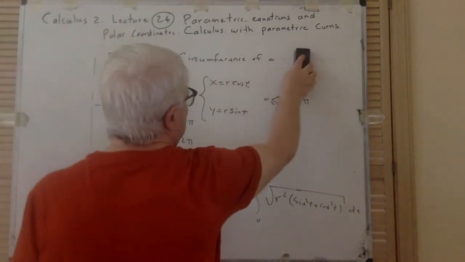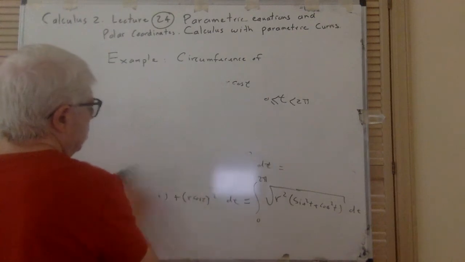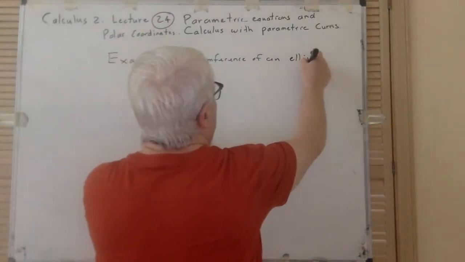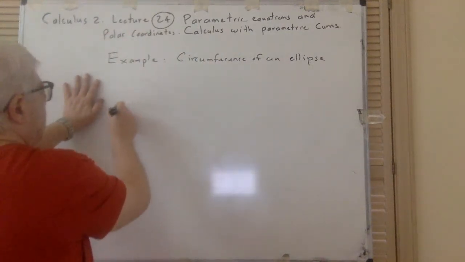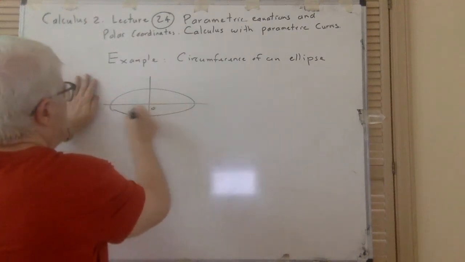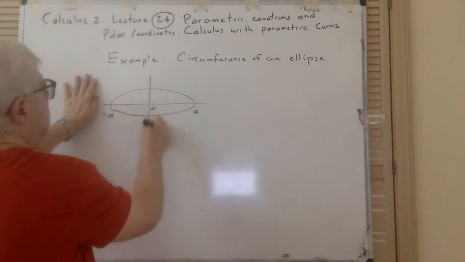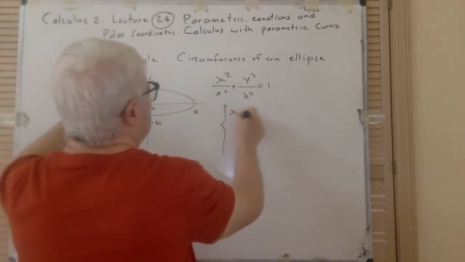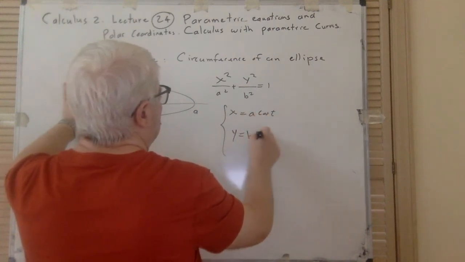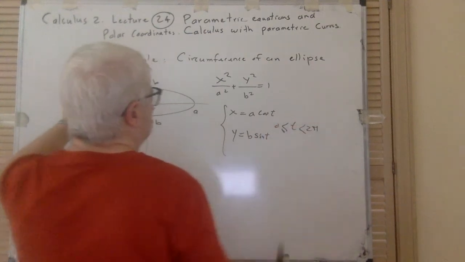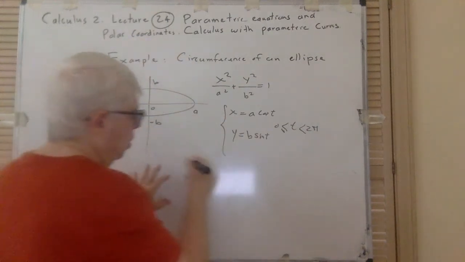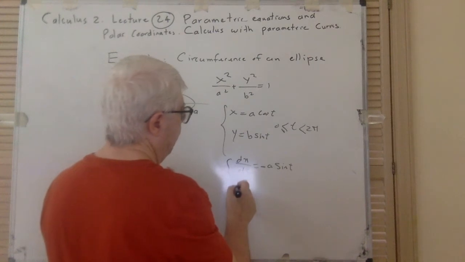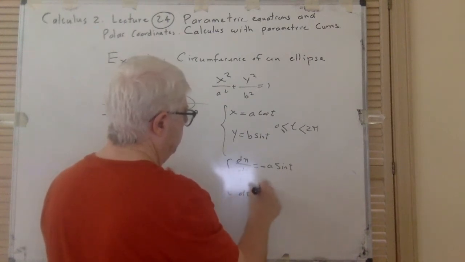So let me do the circumference of an ellipse, say. Let's say we have a nice ellipse in the xy plane, and this is point O, and we have minus b and b. This has equation x squared over a squared plus y squared over b squared is 1. Parametric equation, remember, x is a cosine t and y is b sine t, and t goes from 0 to 2 pi. I need derivatives of these two. dx dt is minus a sine t, and dy dt is b cosine t.